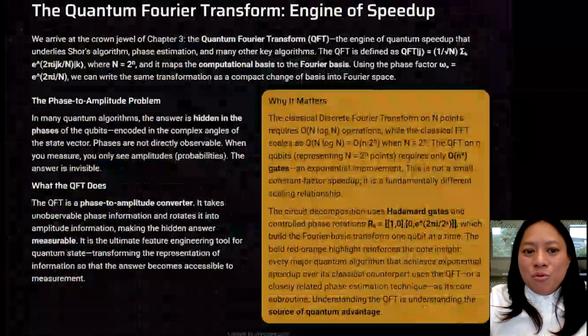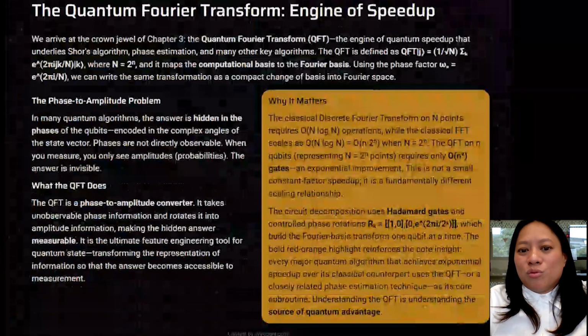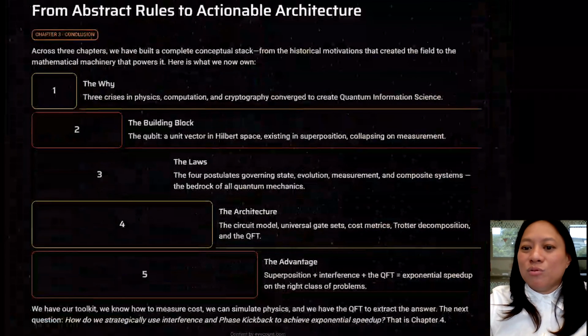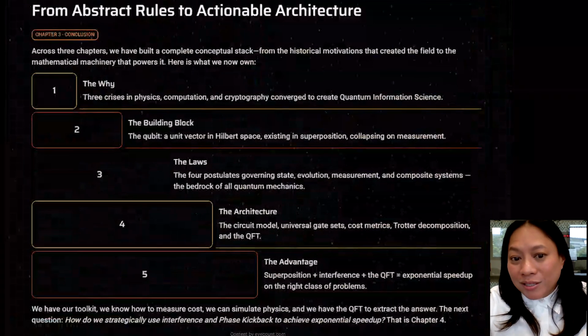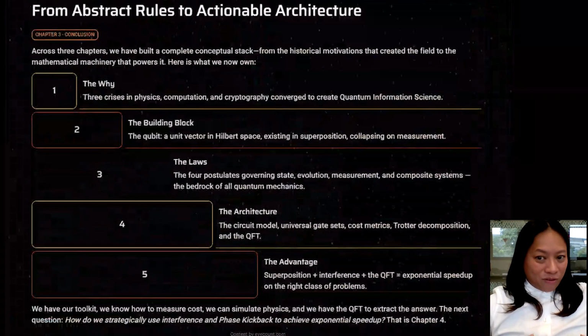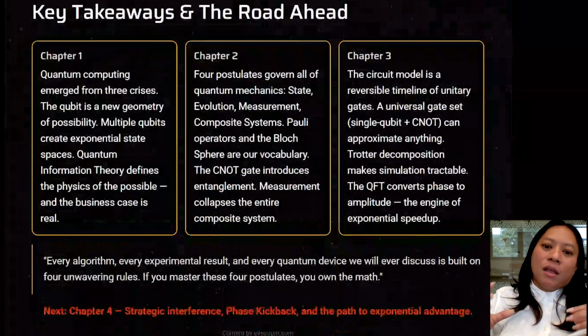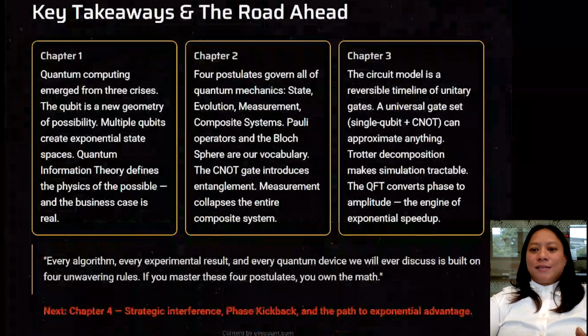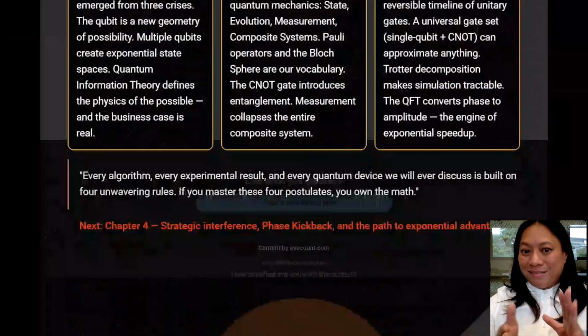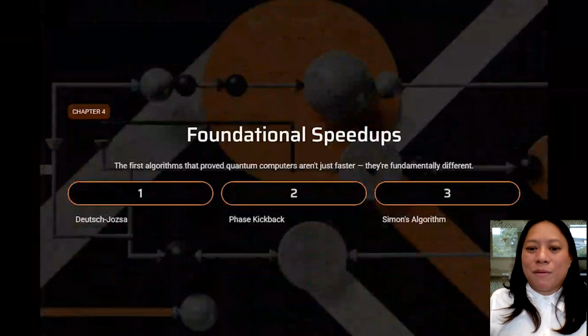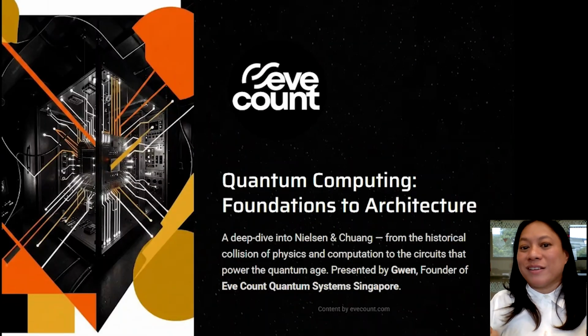So we've moved essentially from abstract rules to actionable architecture. We have a toolkit, we know how to measure costs, we can simulate physics, and now we have QFT to extract the answer. But we still have a question. How do we actually program these to get an exponential speed up? And this brings us to Chapter 4, where we talk about the strategic use of interference and phase kickback.